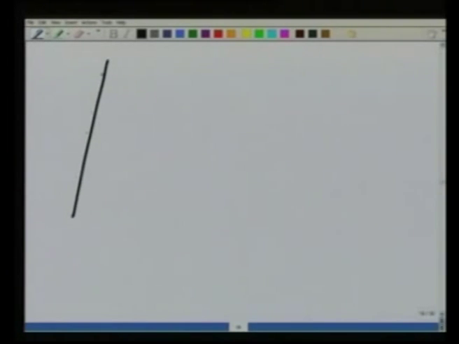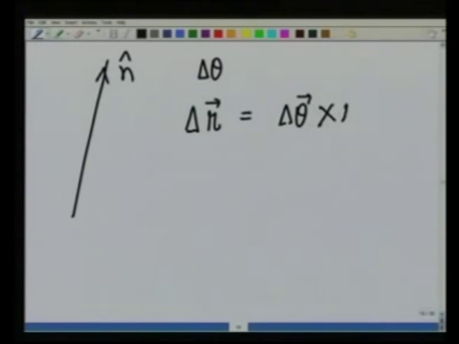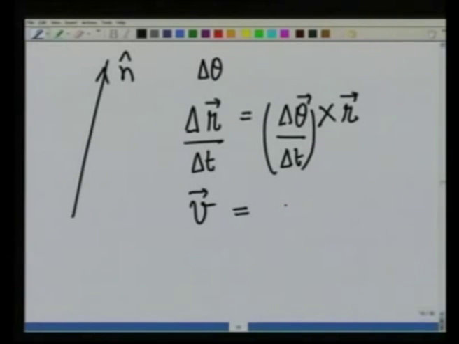For a rotation about an axis pointing in direction n, a small angle delta theta rotation gives rise to a change delta r equal to delta theta cross r. If I divide by delta t, I get the velocity, which I write in terms of the angular velocity: omega cross r.